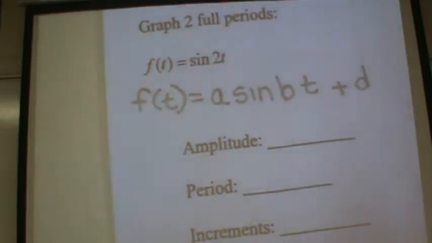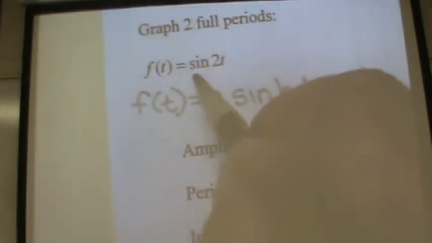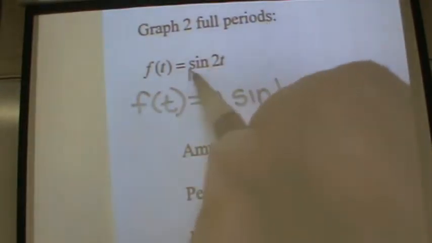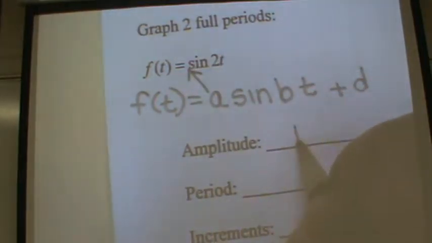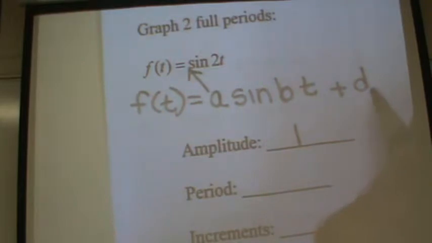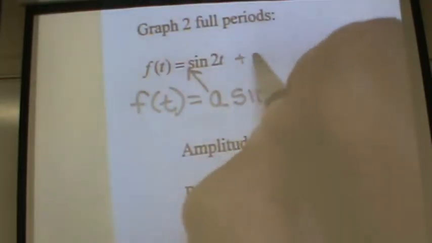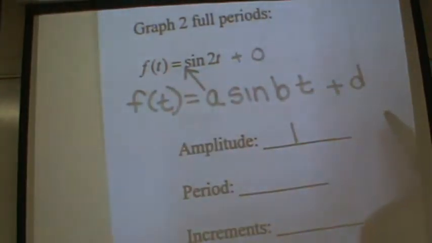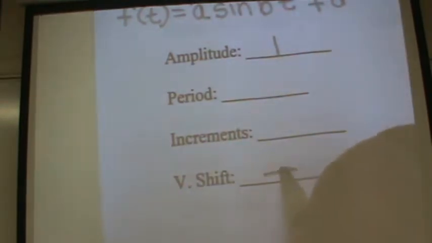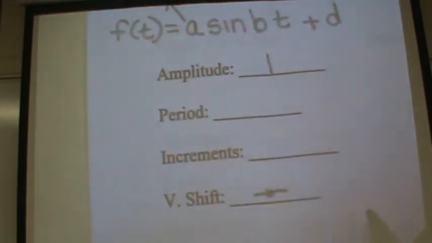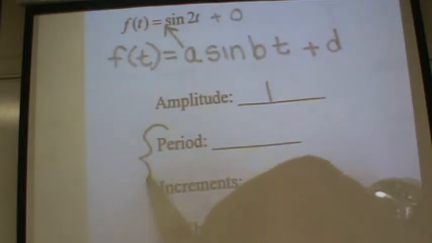This is the recipe. A is the number in front. That's going to tell you your amplitude, and in this case it's a 1. The D value is the number at the very end here, and in this case it's not shifted up or down, so there is no vertical shift. These are the 2 new pieces right here.